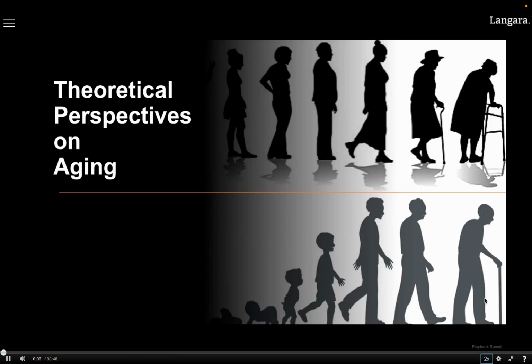Let's look at the theoretical perspectives on aging. We are going to see how we can understand the process of aging, how aging of individuals impacts the society, and how we can make sense of what changes and what consequences or impacts this process has. Because, as mentioned, this is a part of the natural process, and it involves all individuals in society, so it is an important part of social life.